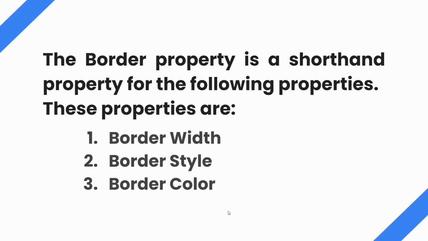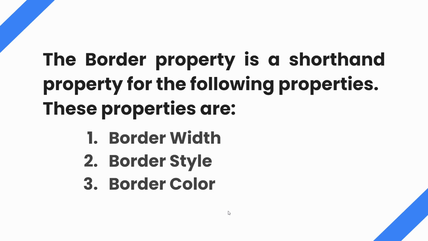Yeah, so the border property is a shorthand property for the following properties. And these properties are the border width, the border style, the border color. Now, we didn't have it to be like the padding area where we had the padding top, padding bottom, left and right. But the truth actually is that it's also the same with borders.